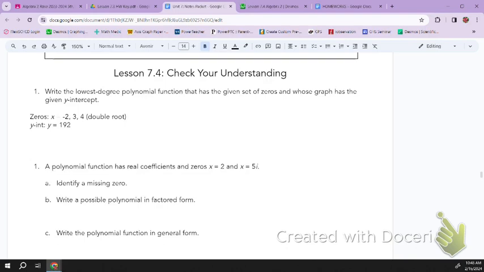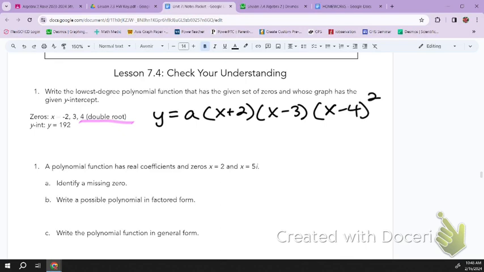Factored form. So here are the zeros. It's telling me that 4 has a double root, which means it'll have a square. So let's start with our factors. I'm going to use my A value. If my first x-intercept's -2, what's the factor? x plus 2. And if my second x-intercept's +3, what's the factor? Good. And then 4 is the double root, so it'll be x minus 4, but it'll be squared. So when it has a double root, it means there's 2 of them.